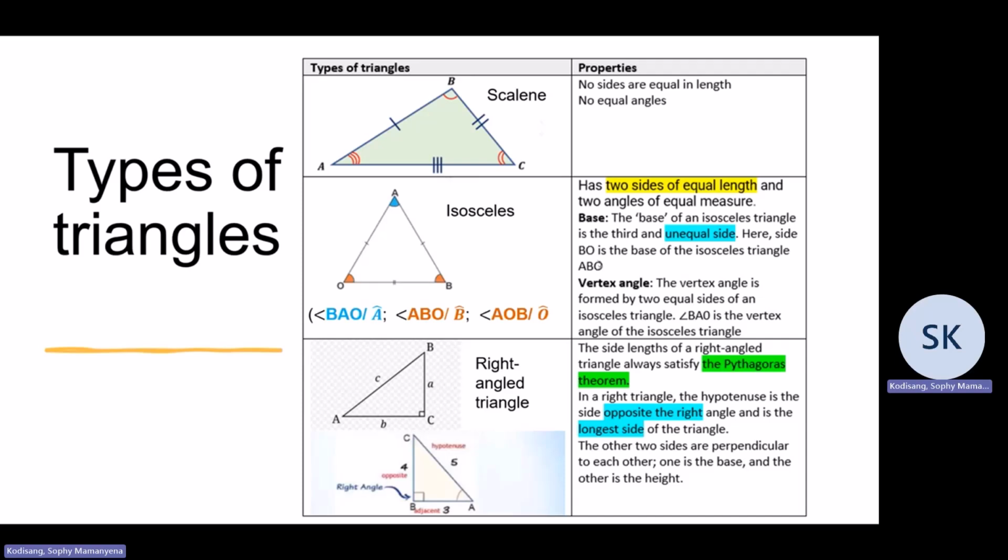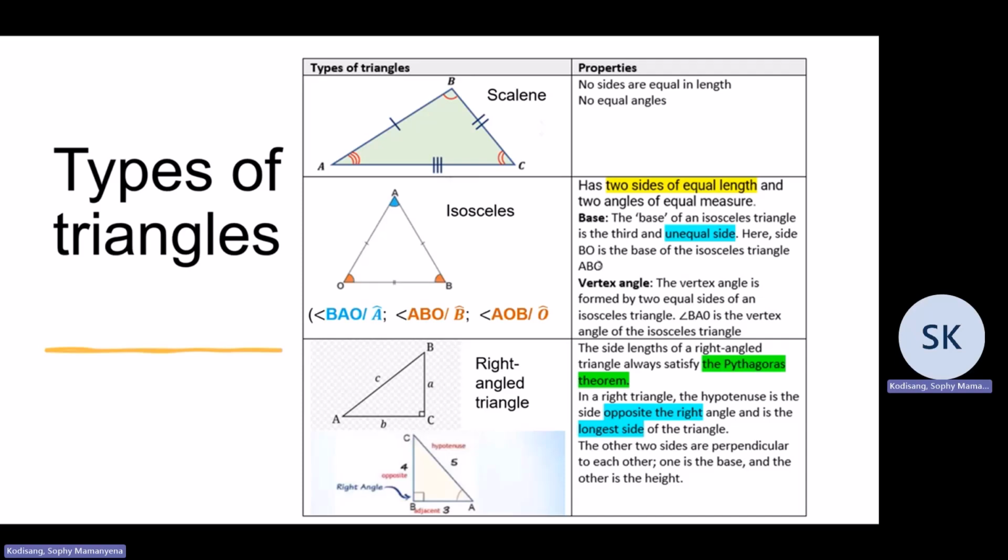As you can look at the first triangle, triangle ABC, it has markings. AB has only one marking, BC has 2 markings, and AC has 3 markings. Because it doesn't have equal markings, it means the sides are not equal in length. That must be very clear.